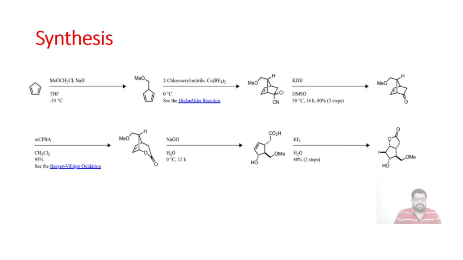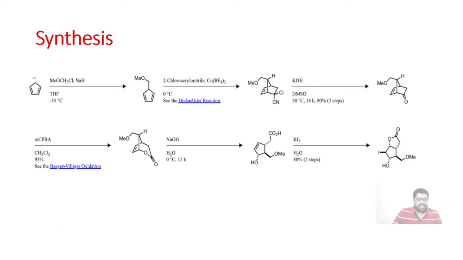So the first step is a simple reaction of sodium hydride with this cyclopentadiene compound. As you know, from aromaticity and acidity we learned that this proton is acidic, because the carbanion formed in this reaction is very stable due to aromaticity. So this carbanion is now formed by the reaction with NaH, which is a base.